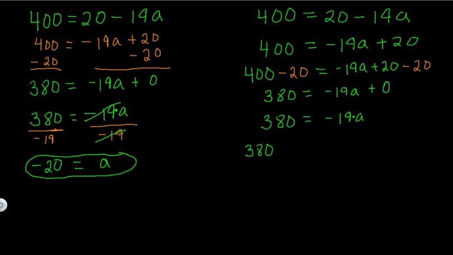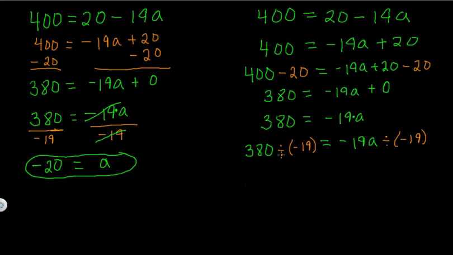So this would be 380 divided by negative 19 is equal to negative 19a divided by negative 19. This is the exact same step that we did here. I'm just doing it horizontally this time instead of vertically. So whichever way you prefer.